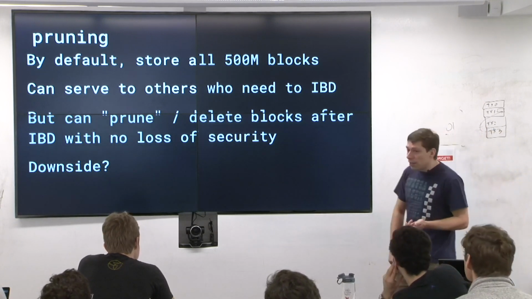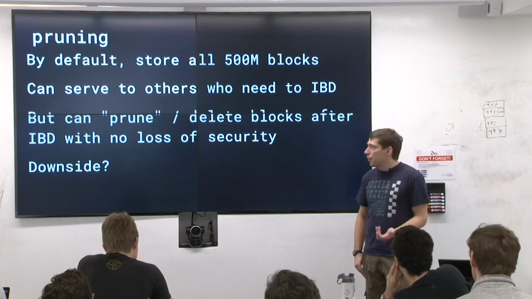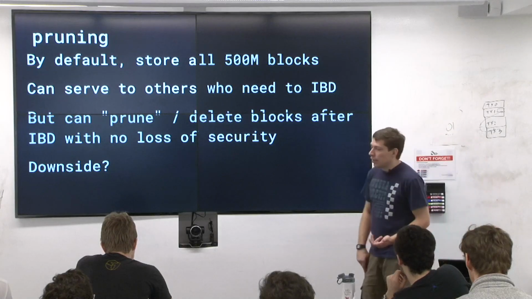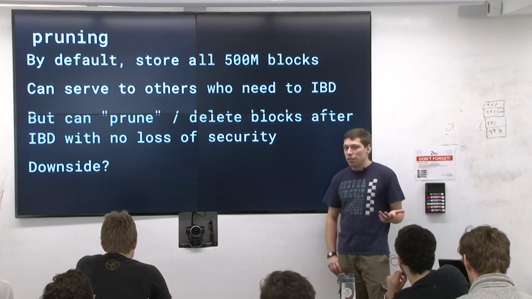However, if you want, and your hard drive's smaller, you have an SSD or something, you can prune and delete the blocks after you've done IBD with no loss of security, right? Anyone think of downsides to doing so?